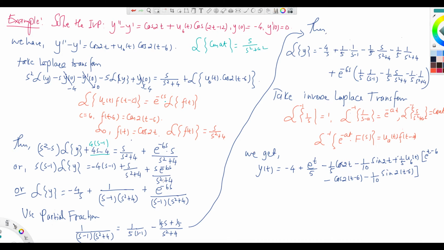So what I'm going to do next is divide by s times s minus 1. If you divide by s times s minus 1, you cancel that out, right? So you will get s times s minus 1 everywhere, right? You see that? So what you get is you cancel out s minus 1 and s minus 1. What is left is negative 4 over s. Similarly, cancel out s and s. What is left is 1 over s minus 1 times s squared plus 4. And similarly, you cancel out s and s. You'll get e to the negative 6s over s minus 1 times s squared plus 4.